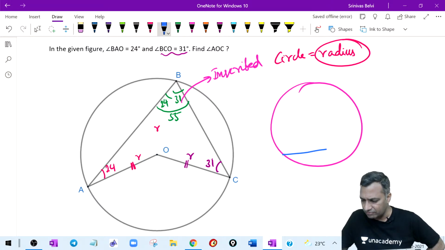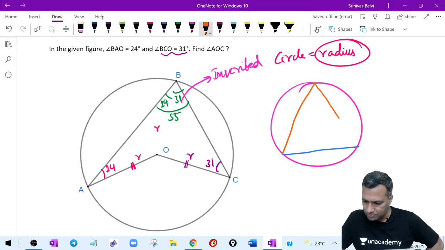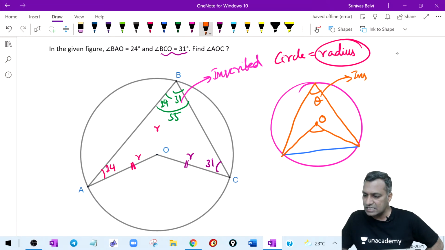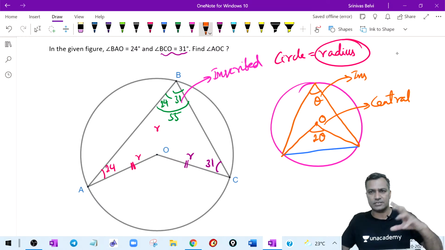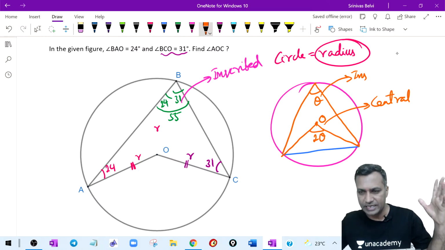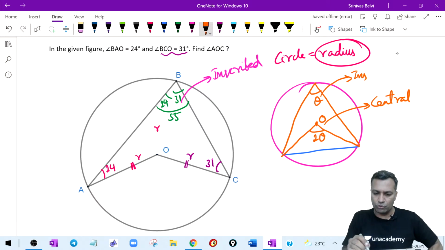Say that if there is a chord here, and this particular chord inscribes an angle theta here, then the same chord inscribes a central angle. The inscribed angle is theta. If O is the center, this is called the central angle. The central angle will be 2 theta. I'm not getting into the proofs, because I told you to have the pre-reads. Good, so from here nobody has a problem.